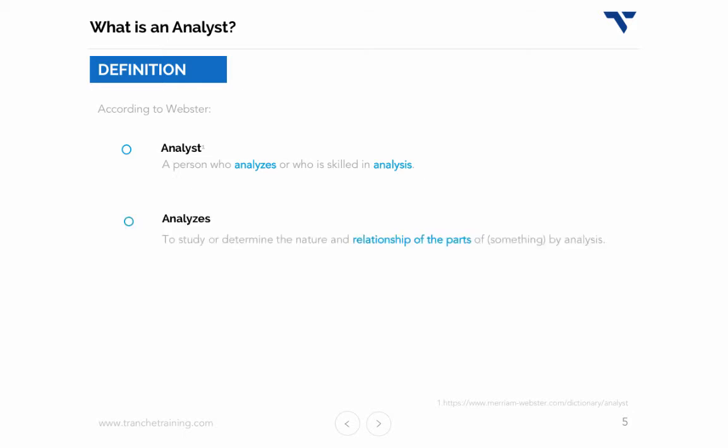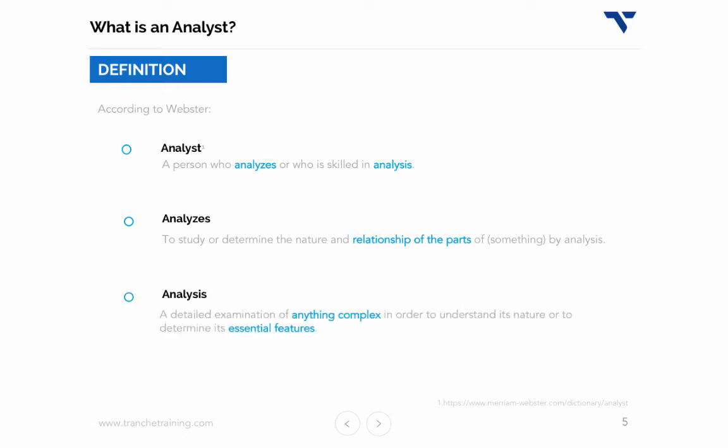Let's start with analyzes. The definition of analyzes is to study or determine the nature and relationship of the parts of something by analysis. Okay, now we're getting somewhere. I've highlighted a key part of that definition, relationship of the parts. We'll get back to that shortly, just remember that phrase though.